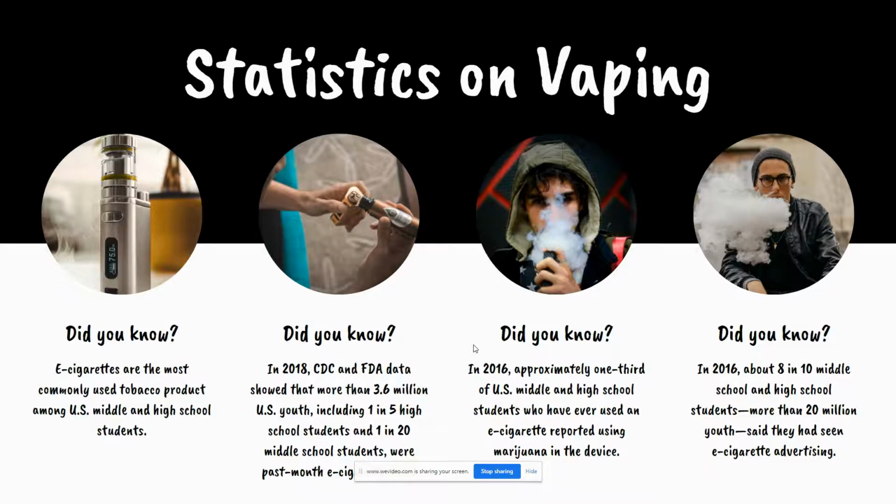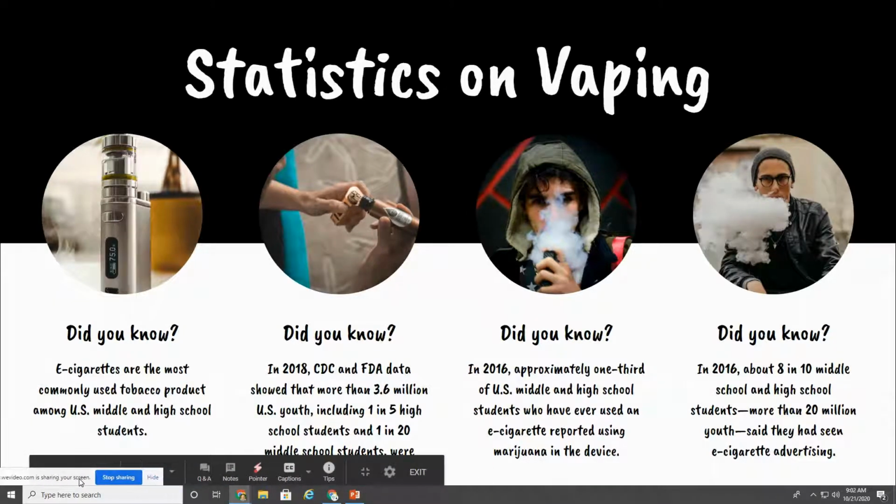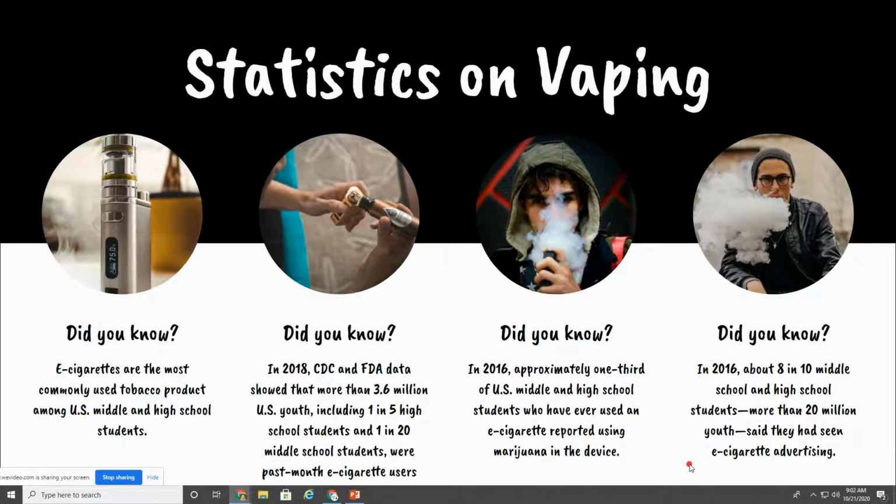And in 2016, approximately 1/3 of middle and high school students reported that they had used an e-cigarette with marijuana in the device. So that obviously presents a lot of issues. That is an illegal drug. And also in 2016, about 8 in 10 middle school and high school students, that's more than 20 million, said that they had seen an e-cigarette advertisement. So again, when I'm using the term e-cigarette, I'm talking about vaping.